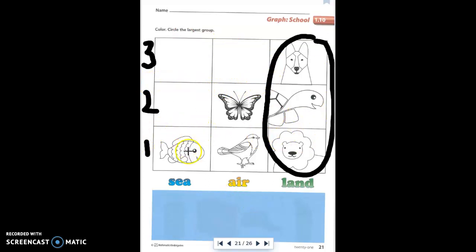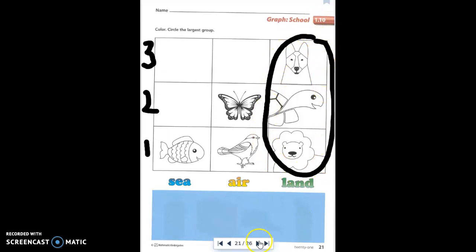Now, what you also need to do today, and I'm not going to do it on the computer, but I'd like for you to do it at home, is color the pictures of the animals, okay? So have fun coloring the animals. You can color them any way you want, but make sure you've circled the largest group.